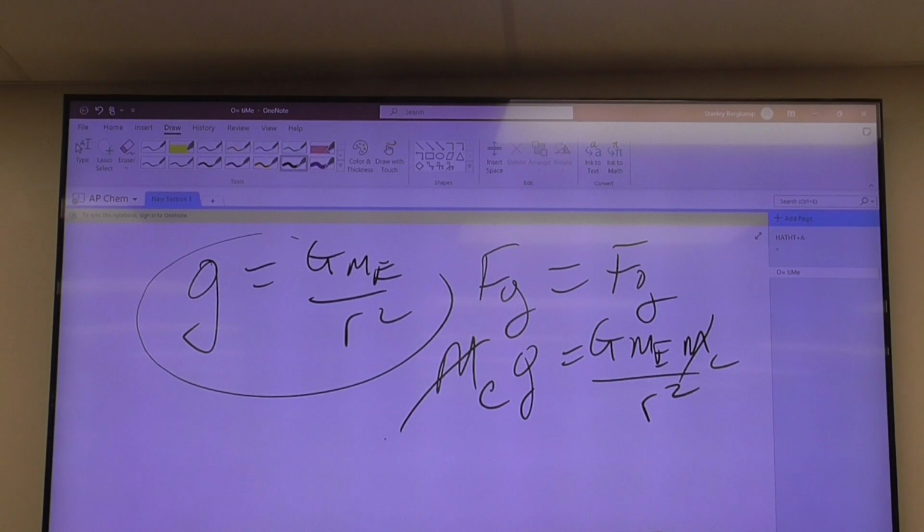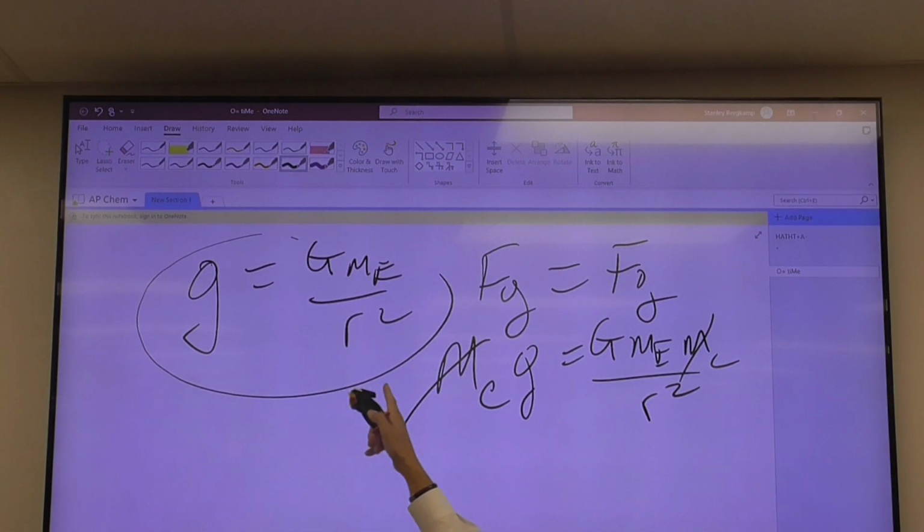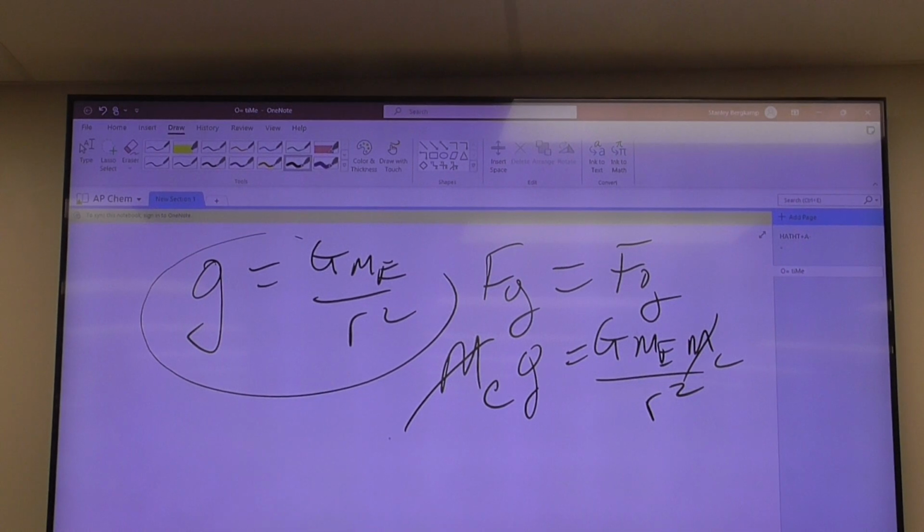They also use this to figure out the mass of the Earth, because Henry Cavendish was the first one to come up with the value of big G, 6.67 times 10 to the negative 11. They knew what the gravitational acceleration was. They had that number. We knew the radius of the Earth. You solve that for mass.